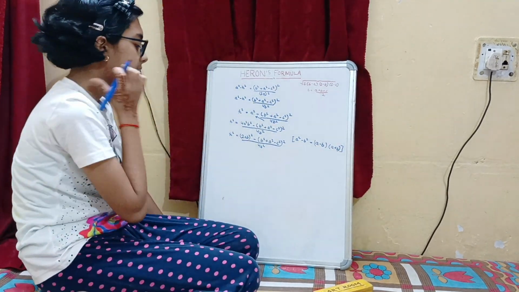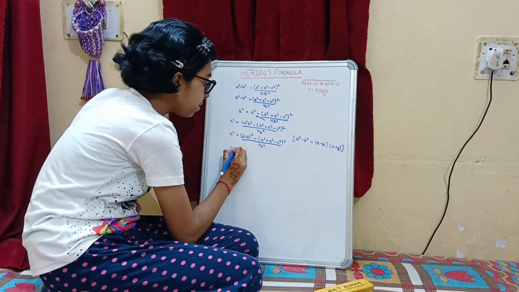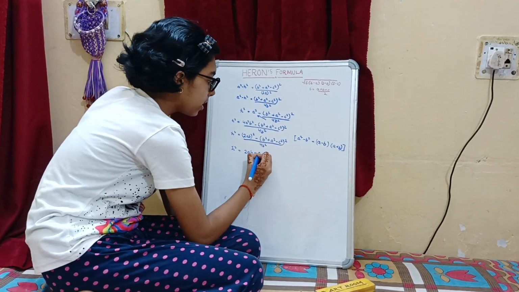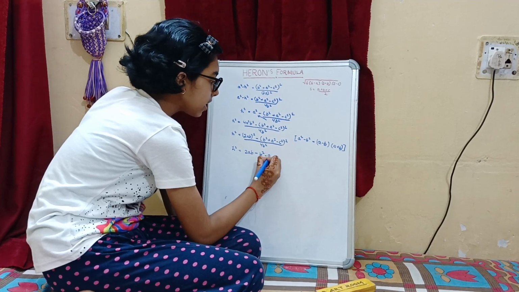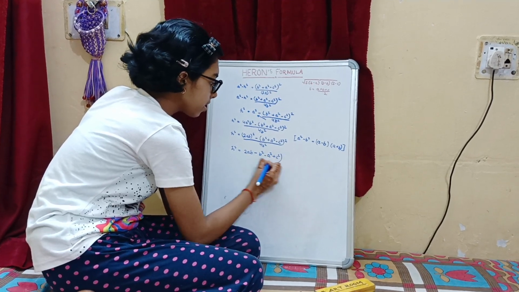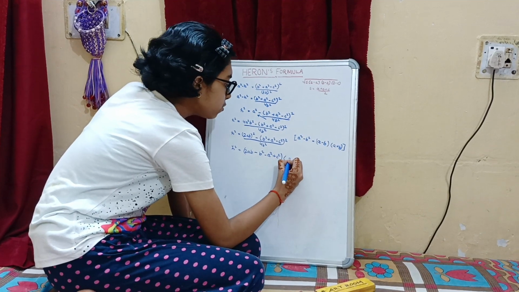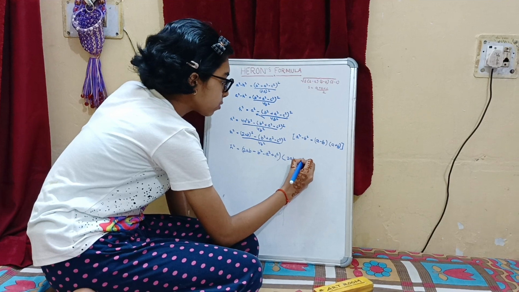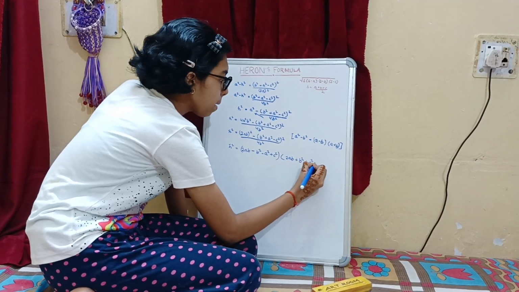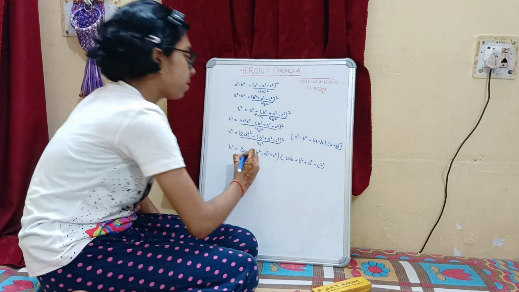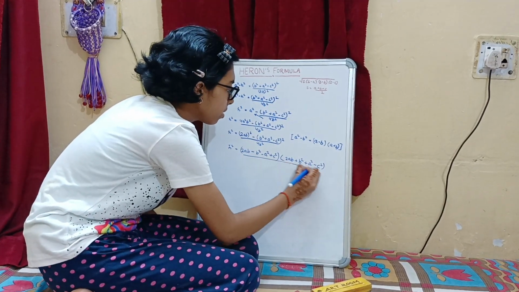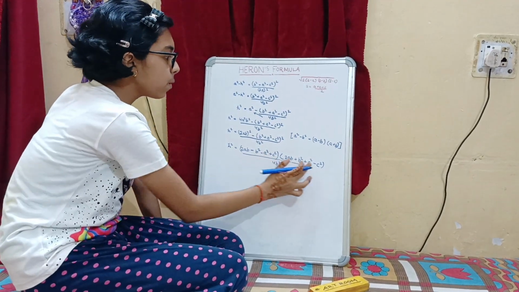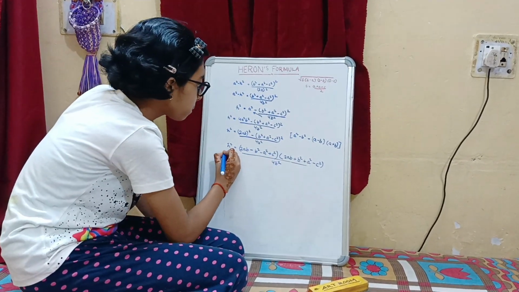So we will open it similarly. h square will be equal to [2ab minus b square minus a square plus c square] in one bracket, and [2ab plus b square plus a square minus c square] in one bracket, upon 4b square. Now as we can see, c square and c square are common in both.